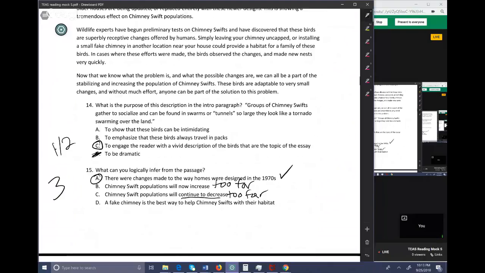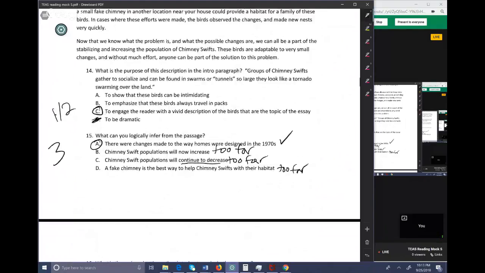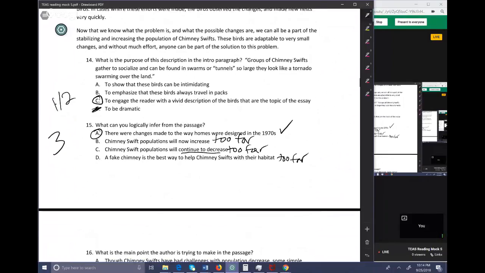A fake chimney is the best way to help chimney swifts with their habitat. Is again too far. That was one of the ideas. We don't have enough info to say it's the best way. We don't know how many ways there are. We don't know what the best ways are, and so on.